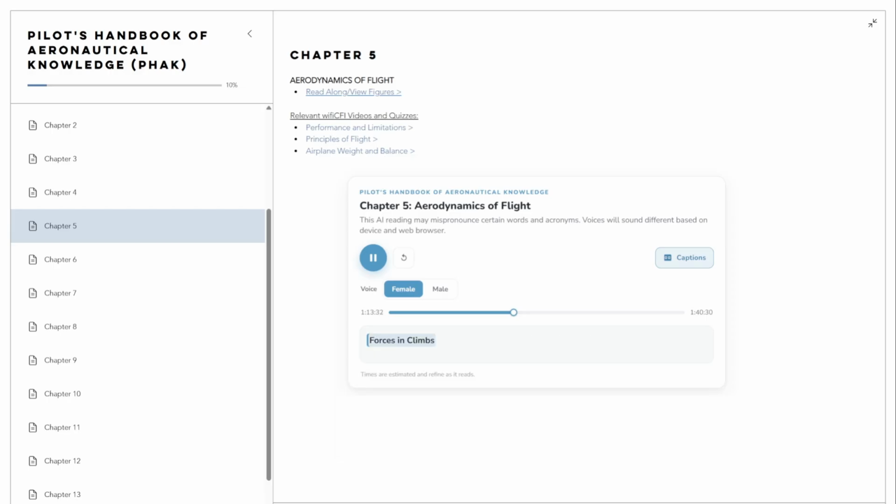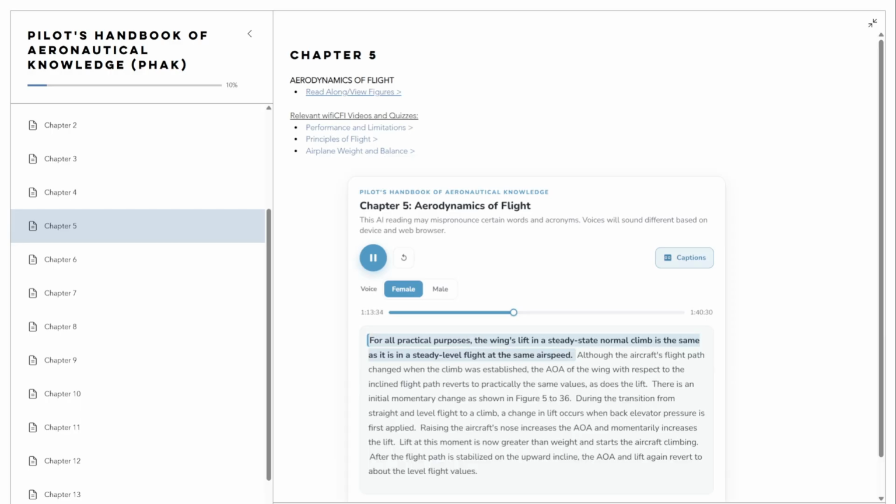This causes a loss of altitude unless the AOA is increased sufficiently to compensate for the loss of vertical lift. Forces in climbs. For all practical purposes, the wing's lift in a steady-state normal climb is the same as it is in a steady level flight at the same airspeed. Although the aircraft's flight path changed when the climb was established, the AOA of the wing with respect to the inclined flight path reverts to practically the same values, as does the lift.